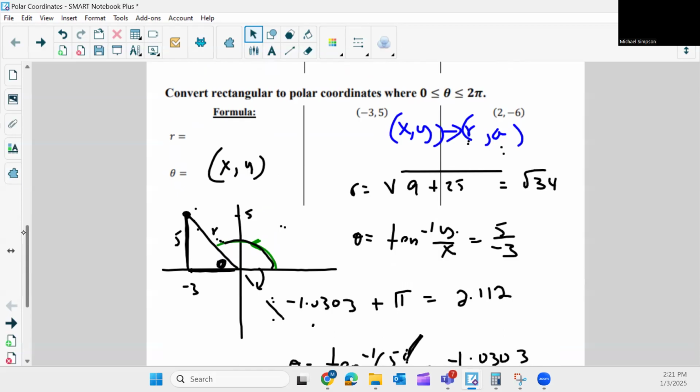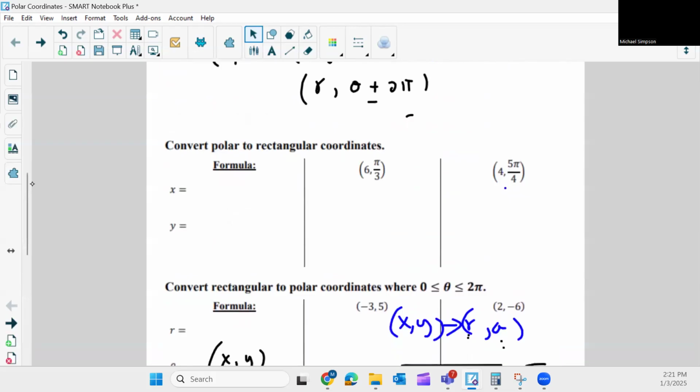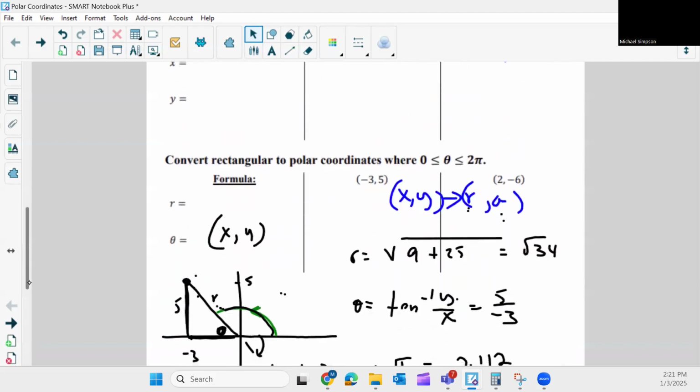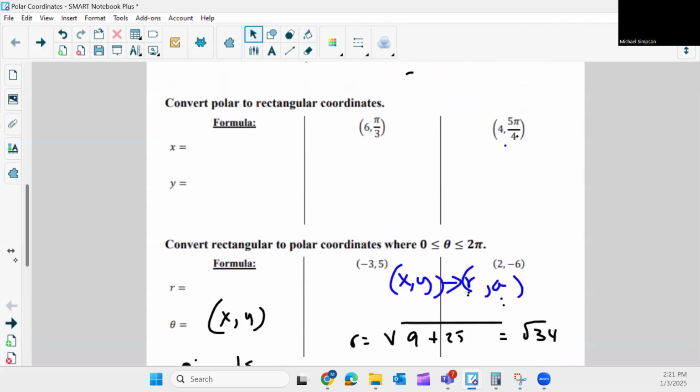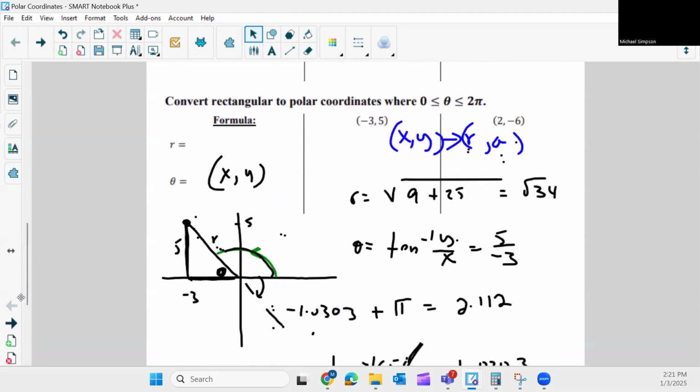So we can do one more of this before we move on to something else. Let's look at number 4. No, that's some polar. I'm sorry. Let's use this one, 2,-6. Let's do that. I'm going to erase this, and let's do number 2.